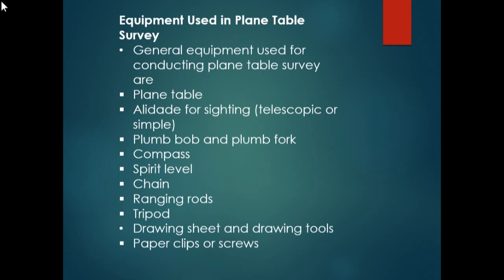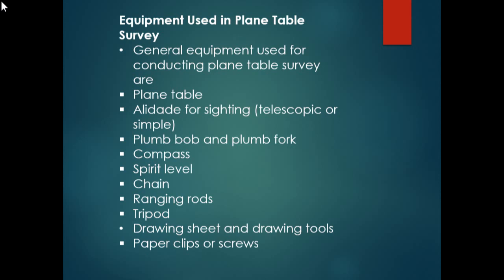In this work, there are 5 to 10 important pieces of equipment. The general equipment used for conducting a plain table survey includes the alidade, allotted for sighting or taking a sight of the land, which is important. Plumb bob and plumbing fork, and the most important is the compass, which is needed to mark an angle. Spirit level, we should adjust the spirit level. It is like water, and it is used to find the length of a land or area. It is more important.